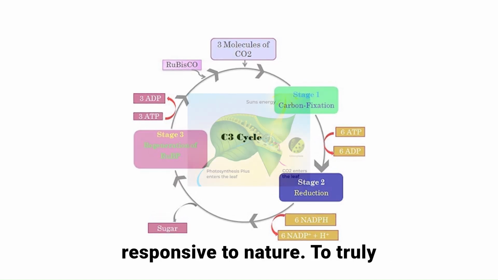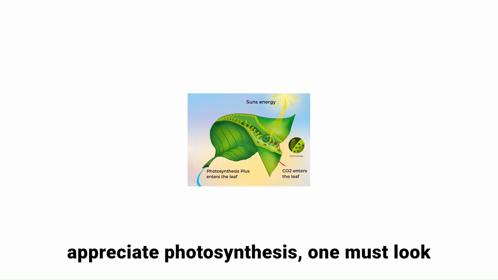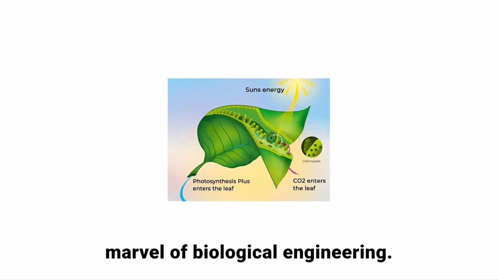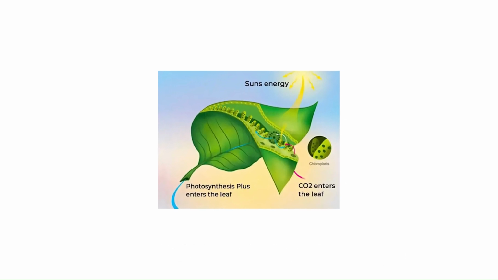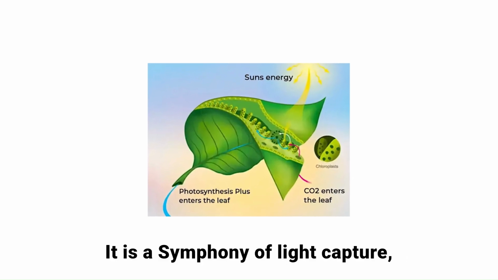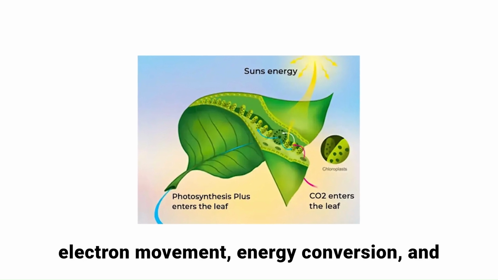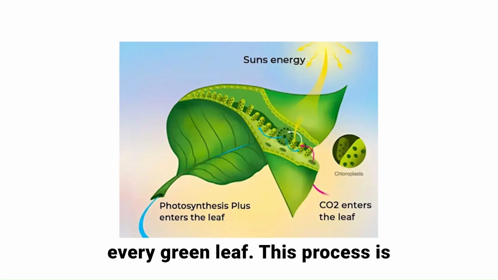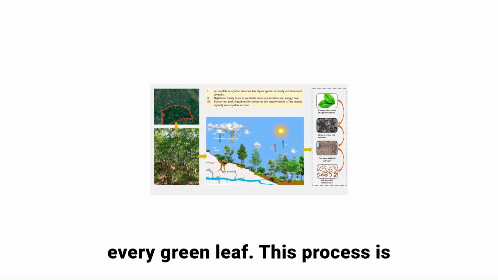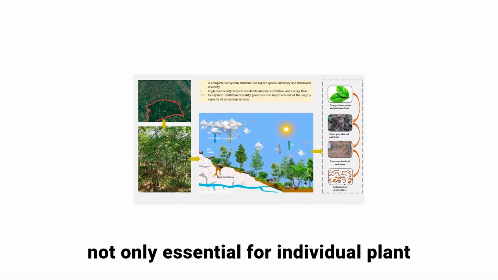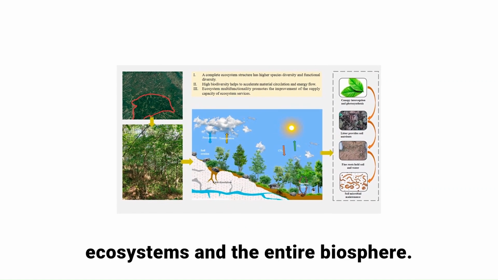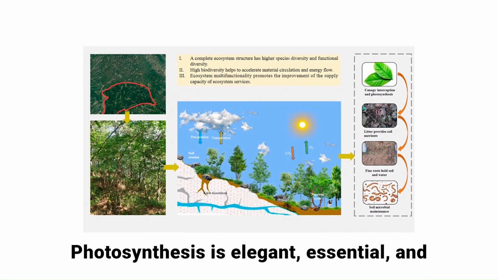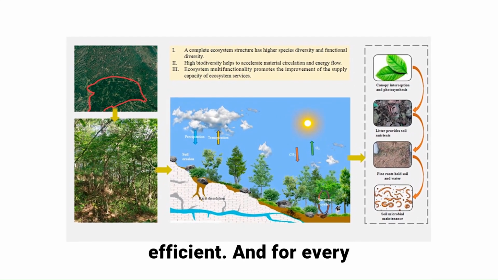and responsive to nature. To truly appreciate photosynthesis, one must look beyond the textbook and see it as a marvel of biological engineering. It is a symphony of light capture, electron movement, energy conversion, and carbon assimilation happening quietly in every green leaf. This process is not only essential for individual plant growth but for the sustenance of ecosystems and the entire biosphere. Photosynthesis is elegant, essential, and efficient.